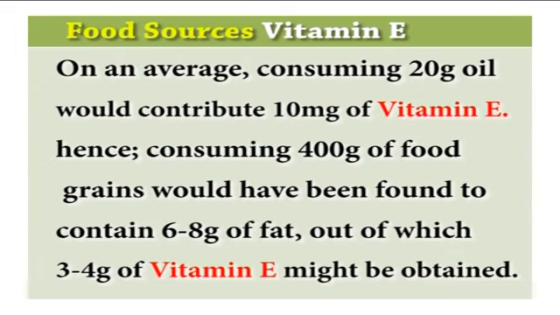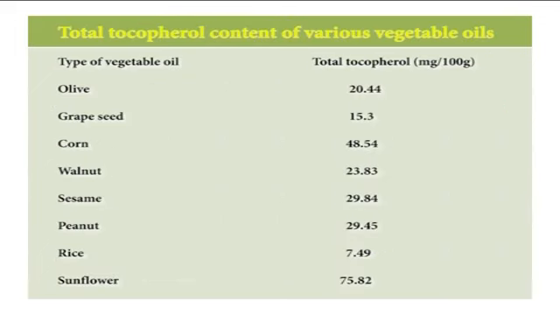On an average, consuming 20 gram oil would contribute to 10 milligram of vitamin E. Hence, 400 gram of food grains have been found to contain 6 to 8 grams of fats, out of which 3 to 4 milligram of vitamin E might be obtained. The total tocopherol content of various vegetable oils.